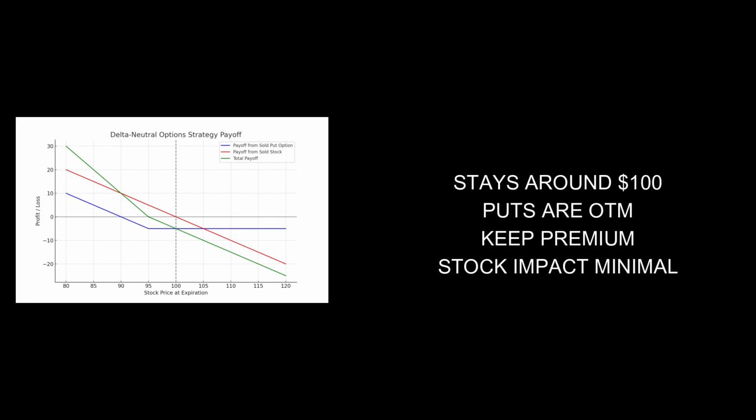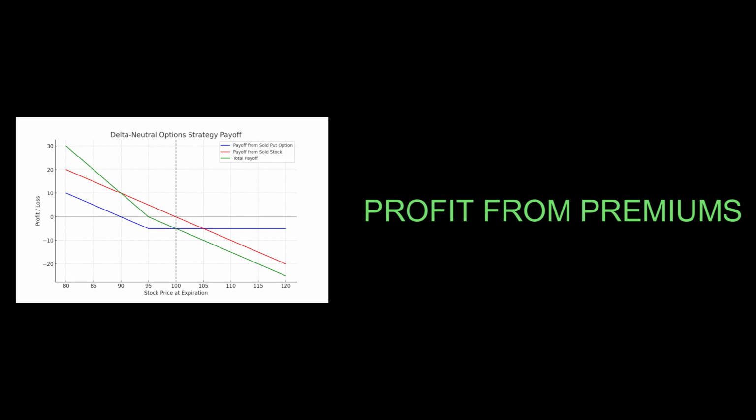It's about capitalizing on other factors, the time decay, the implied volatility changes. And if the stock price remains relatively stable or moves within a narrow range, you profit from the premiums collected from the sold option. That's an advanced strategy.